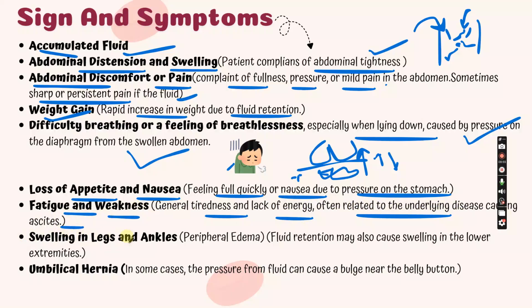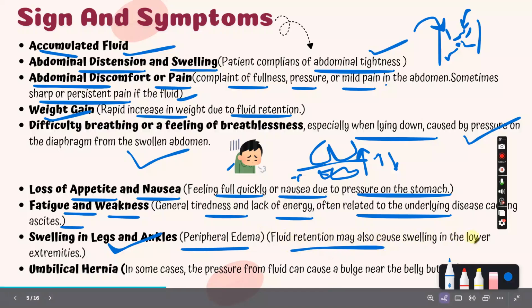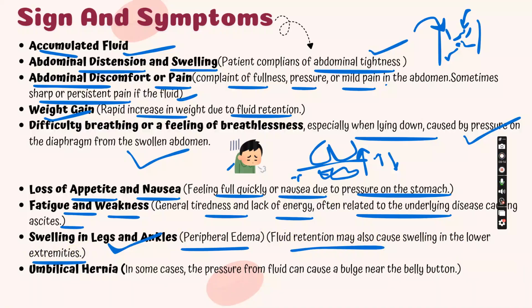Okay. Next is swelling in the legs and ankles. Here we will observe peripheral edema, that is fluid accumulation or swelling around the limbs. Fluid retention may also cause swelling in the lower extremities. Ankle edema and peripheral edema are also observed in the patient due to the fluid accumulation or fluid retention.